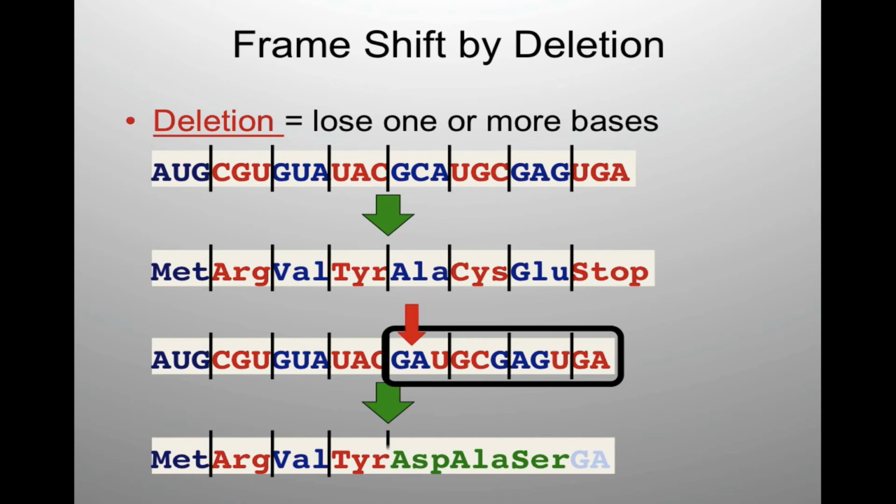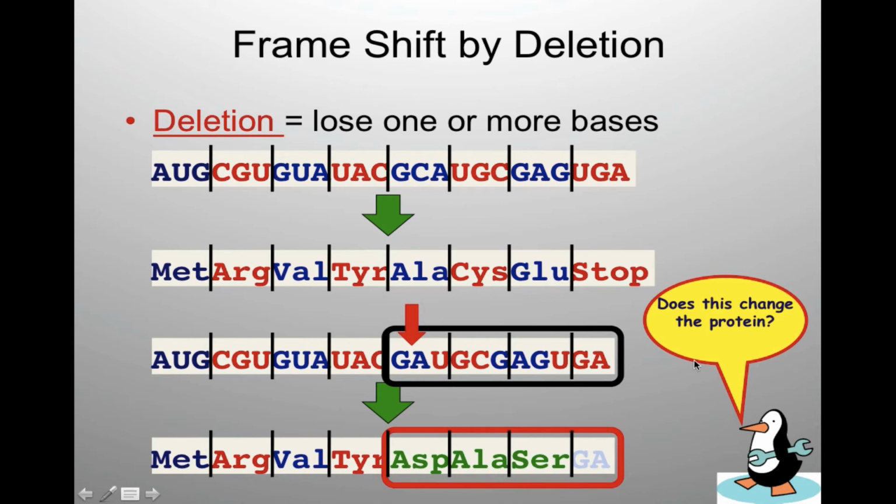Let's take a look at the amino acids and compare them to the first. Notice, again, does this protein change? Yes, it does, because we're comparing the 2 chains of amino acids. Again, there's a major change when we add or delete bases.